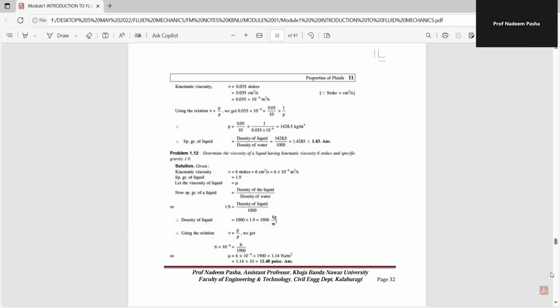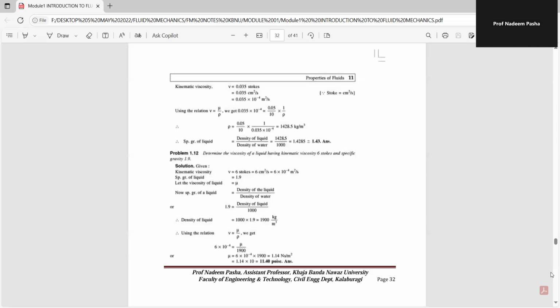Now we know the definition of specific gravity of a liquid, that is, specific gravity of a liquid is nothing but density of liquid to density of water. Your standard density of water is 1000. So 1428.5 divided by 1000 comes out to be 1.4285. If you just round it out, it will be 1.43. No unit because it is specific gravity.